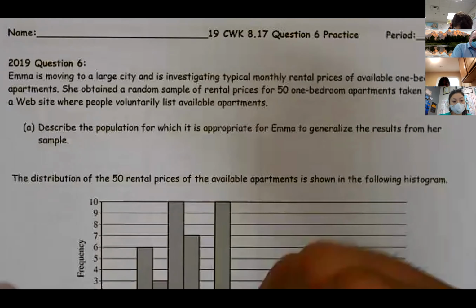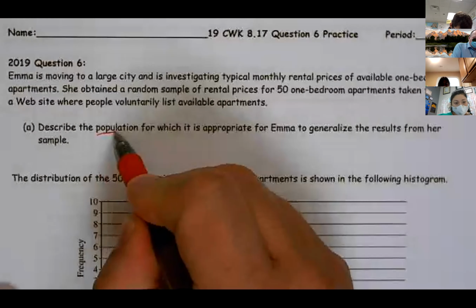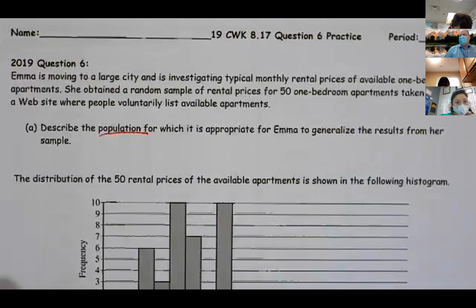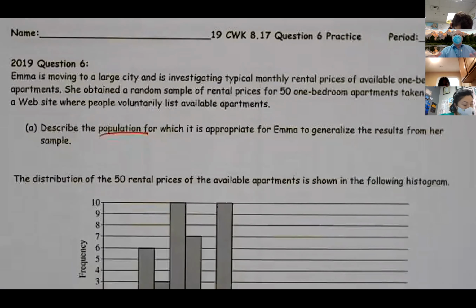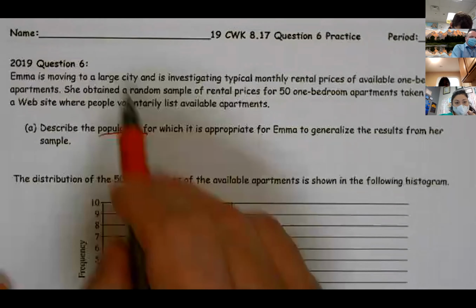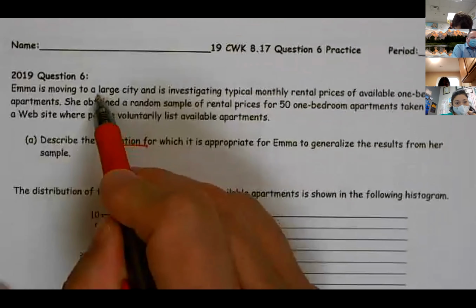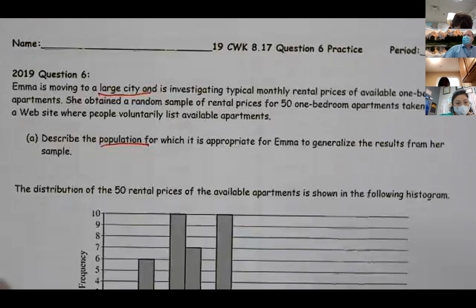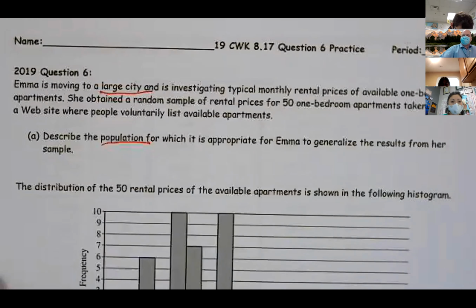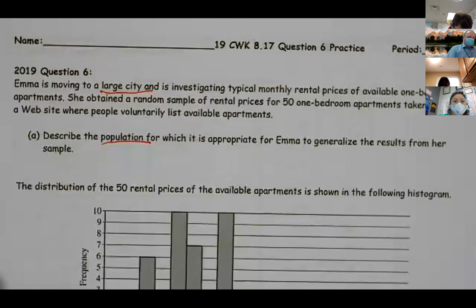So this is really key. We can only generalize to the population from which our sample was drawn. And basically, our initial response goes, you know what? Was this large city? Well, yes, sort of. But it's actually much more precise than that.